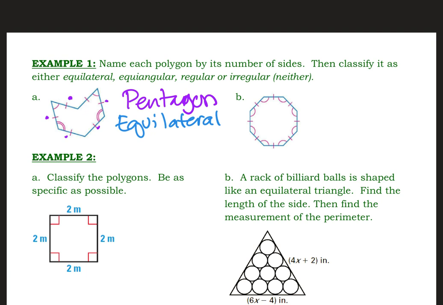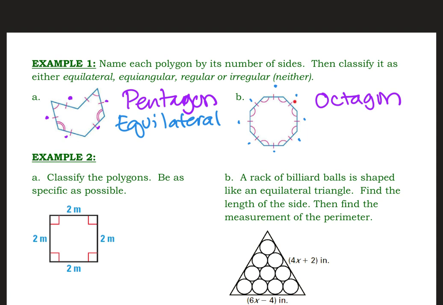All right, look at the next one. Let's look at how many sides it has. It has 1, 2, 3, 4, 5, 6, 7, 8. So look at your little list. What is an 8-sided shape called? An octagon. Good. All right, let's look at the sides.